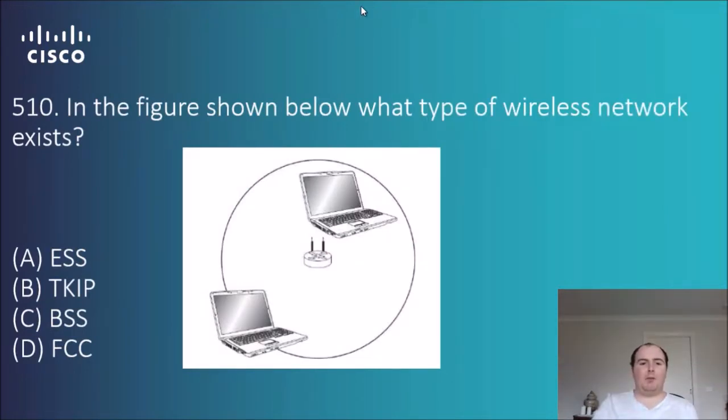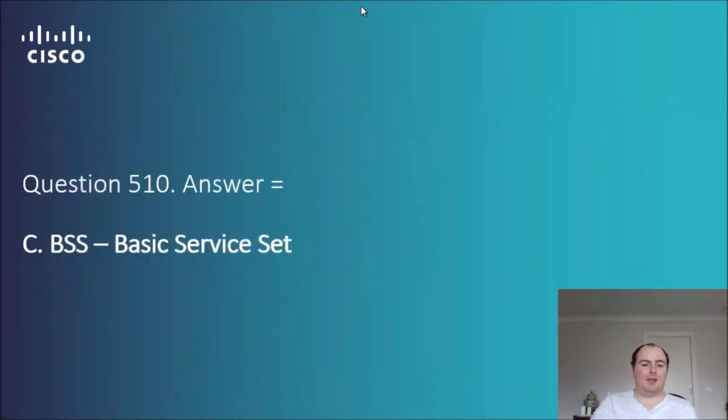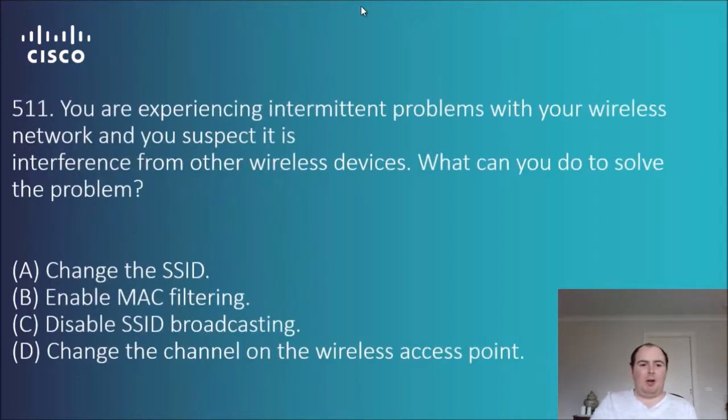510, in the figure below, what type of wireless network exists? We got ESS, TKIP, BSS, or FCC. In this instance, there's one single wireless network which devices connect to, so this is a pretty straight down the line, normal setup at home. This type of setup is a basic service set, BSS, so the answer there is C.